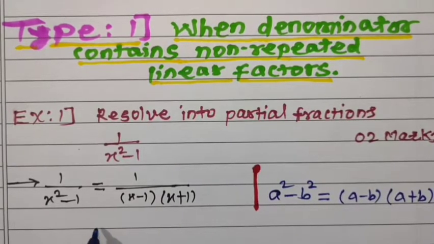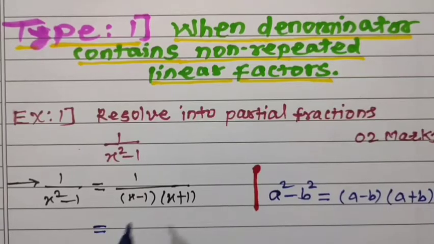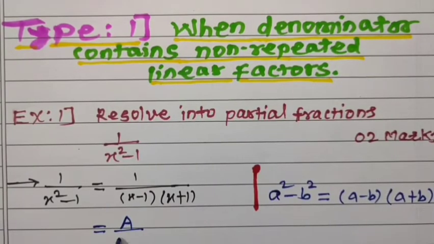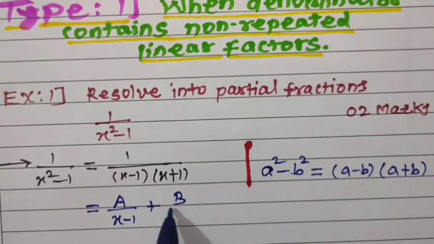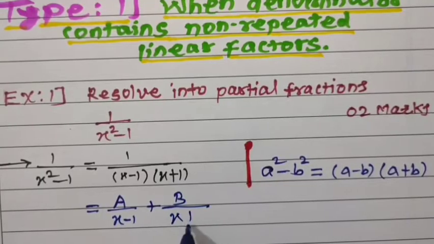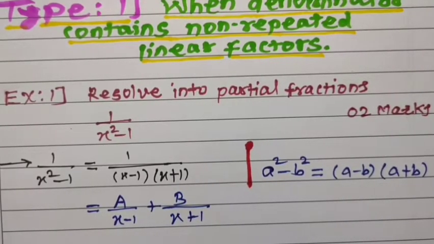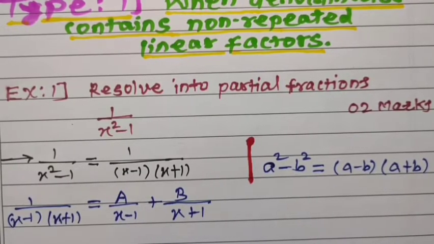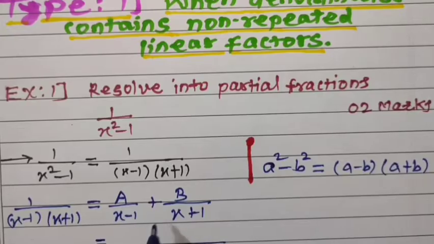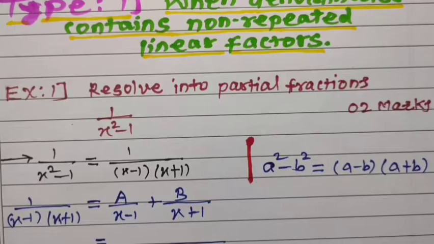Now we have to represent this as a upon the first linear factor, that is x minus 1, plus b upon the second linear factor, that is x plus 1. And the left hand side is this one, 1 upon x minus 1 into x plus 1. So taking LCM on the right hand side, the LCM will be the denominator of the left hand side, x minus 1 into x plus 1.